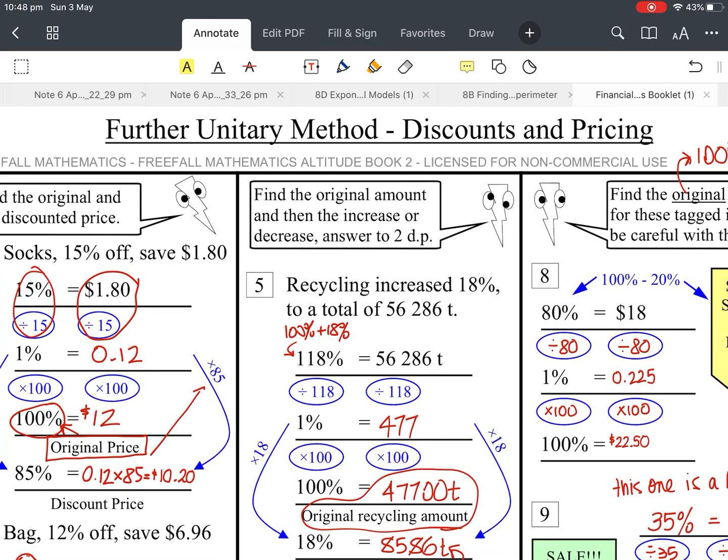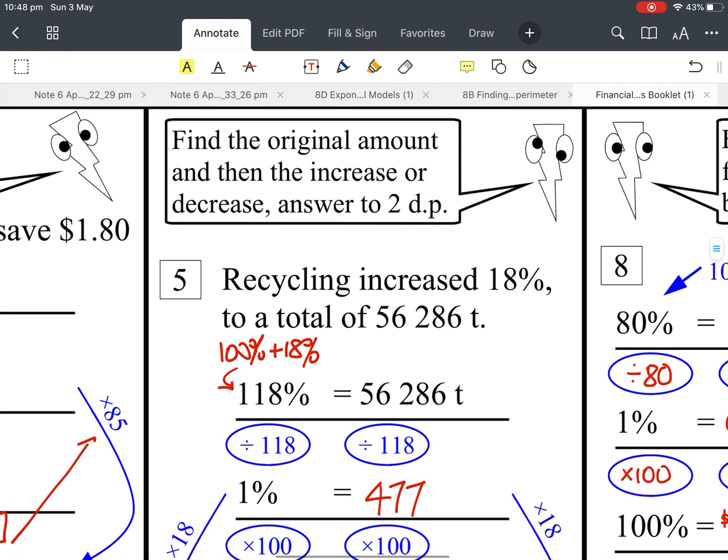Okay, so the middle column says find the original amount and then the increase or the decrease and answer to 2 decimal places. So question 5 says recycling increased 18% to a total of 56,286 tonnes. Now you'll notice there they've given us 118%.